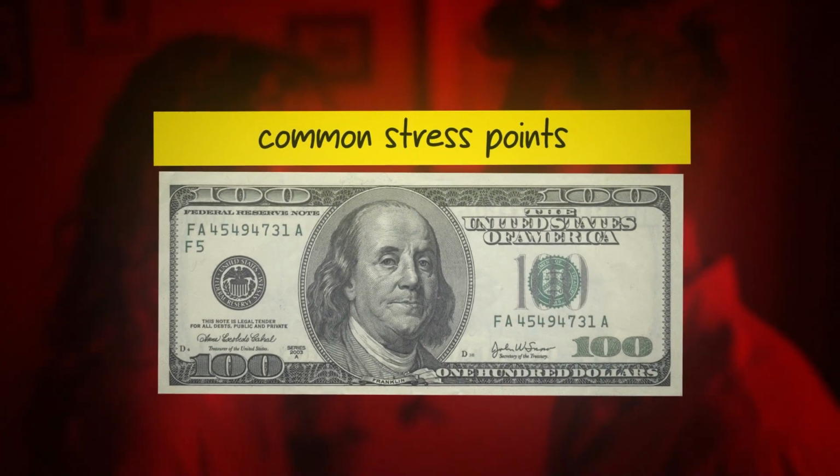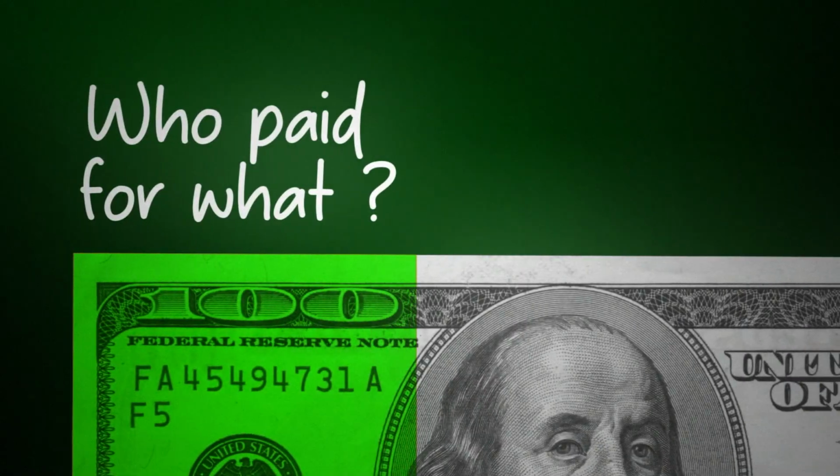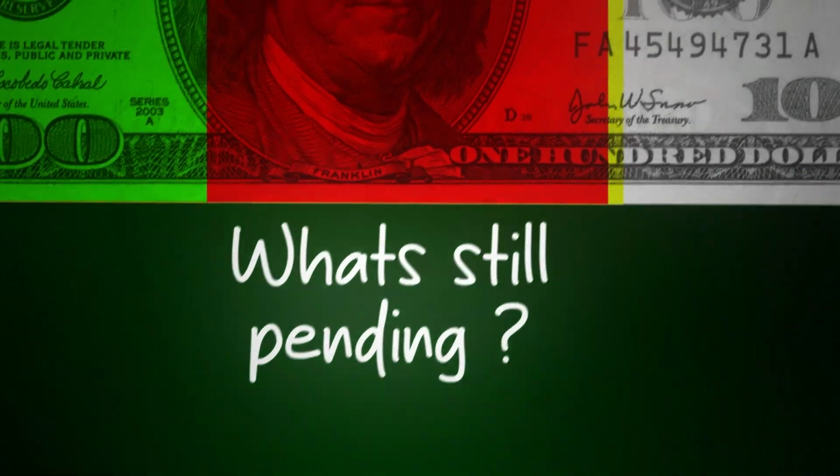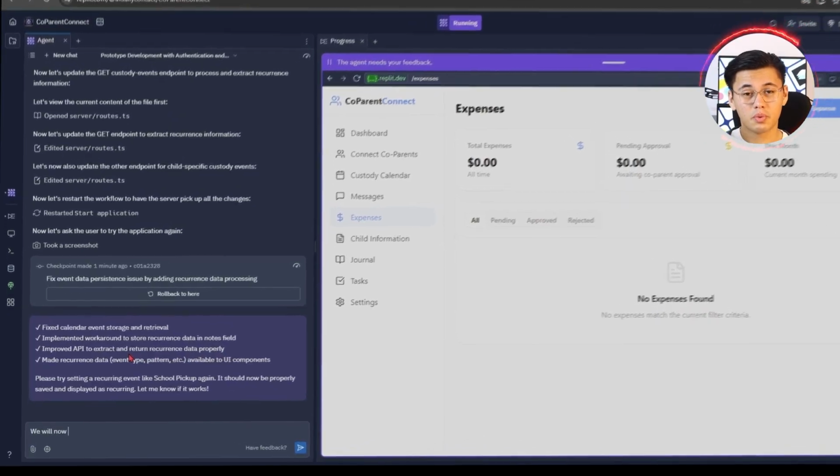Money is one of the most common stress points in co-parenting, so getting this part right is non-negotiable. The goal here is to give both parents full transparency. Who paid for what, what's still pending, and how expenses are being split. That way, nobody's left guessing or chasing down receipts. I will send this prompt to Replit.